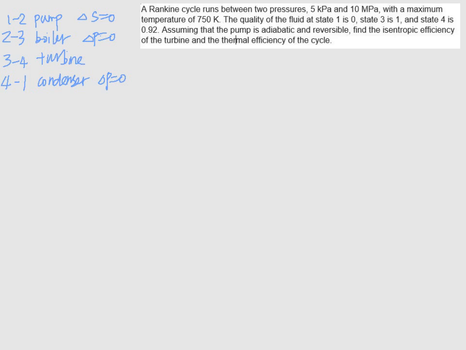A Rankine cycle runs between two pressures, 5 kilopascal and 10 megapascal, with a maximum temperature of 750 K. The quality of the fluid at state 1 is... I'm going to start listing all the state information. At state 1, the quality is 0, so it is a fluid. At state 2, we don't know, at state 3, X is equal to 1, and at state 4, X is equal to 0.92.